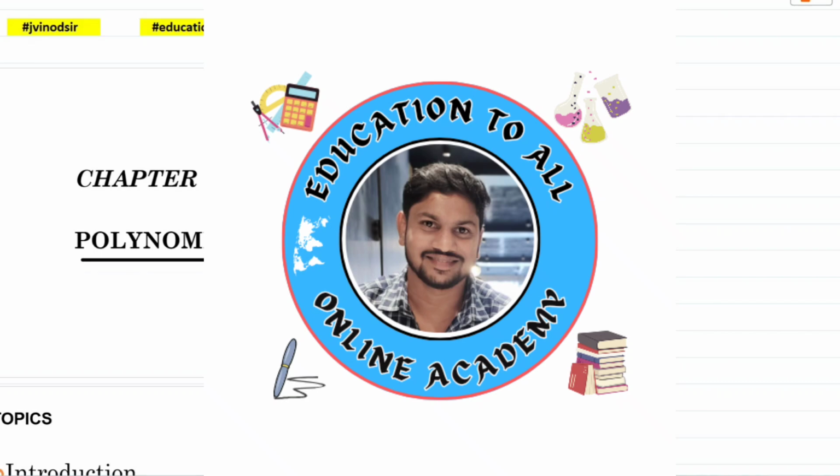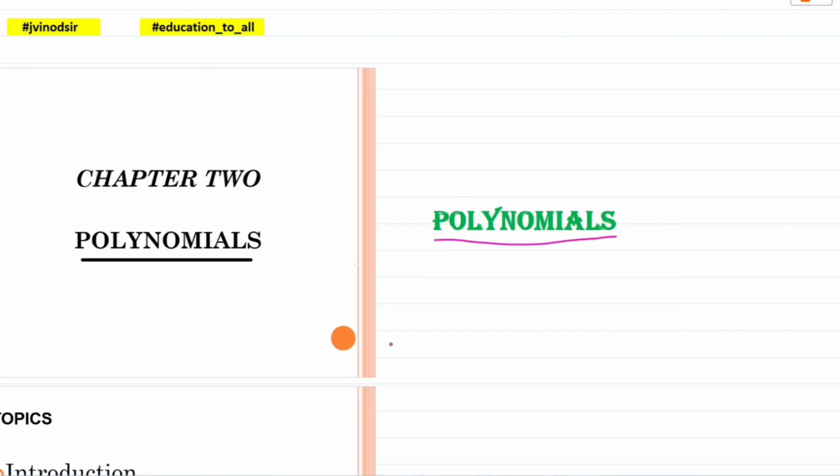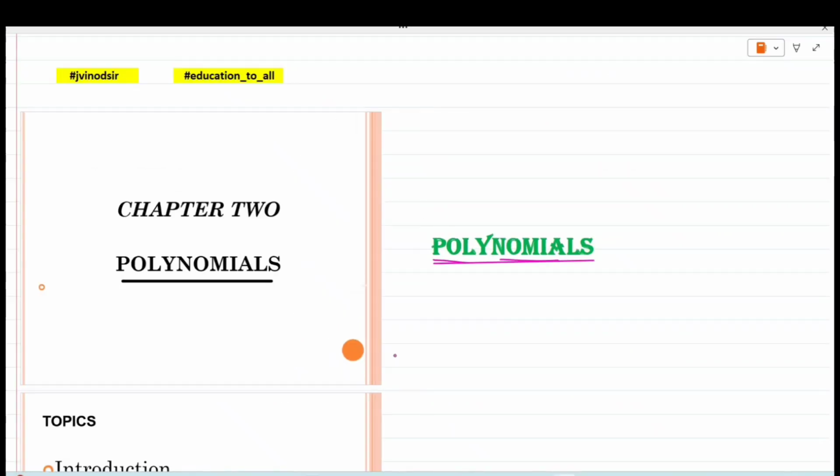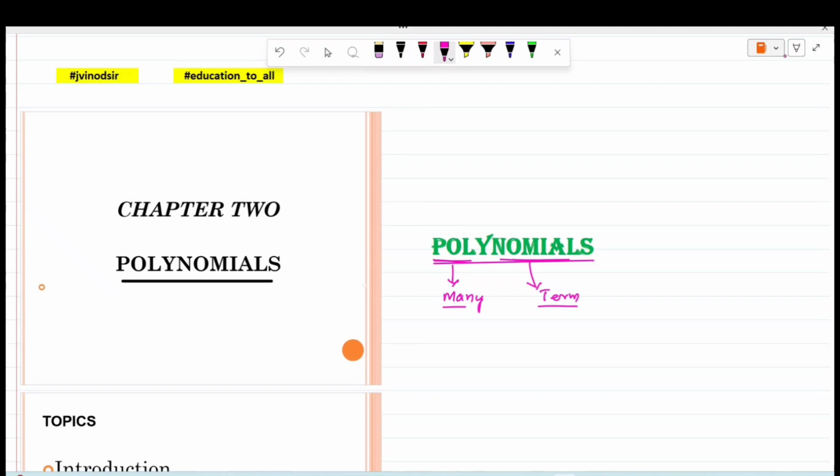Today we are going to start a topic named polynomials. NCERT polynomials topic. The word polynomial we can split into two parts, poly and nomials. Poly means many, nomials means terms. So together we say many terms. The discussion about many terms is nothing but the discussion about polynomials.